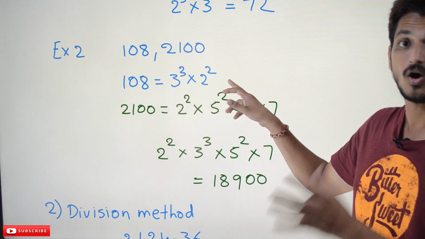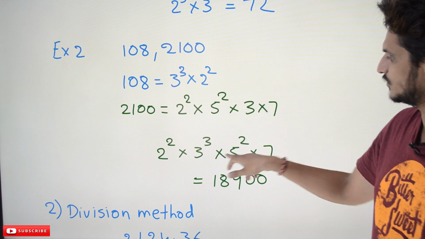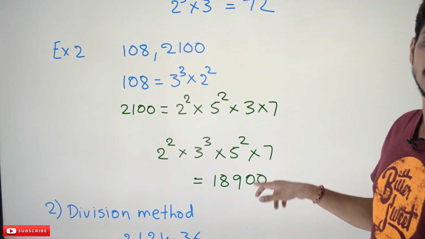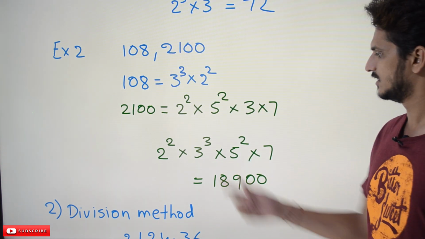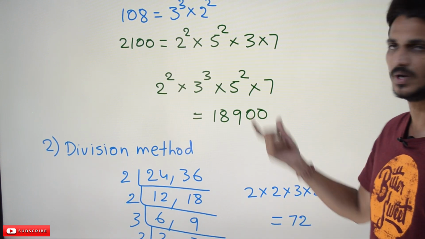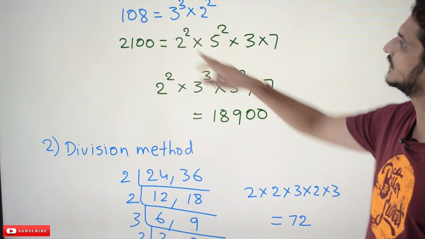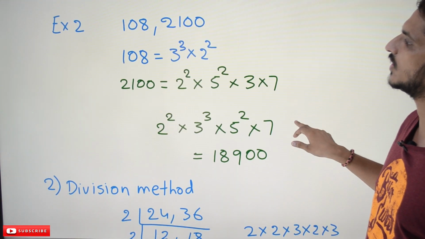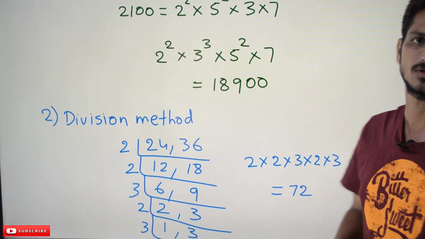5 square, there is no 5 square in the other number, but it's okay. All the factors we have to consider. 5 square should be considered and 7 should be considered. This is the point you have to understand. So multiply all this and we get 18900. This is the least common multiple for the given numbers 108 and 2100.